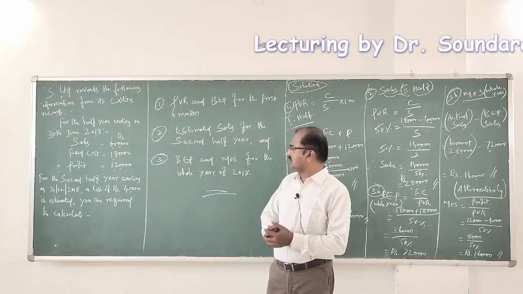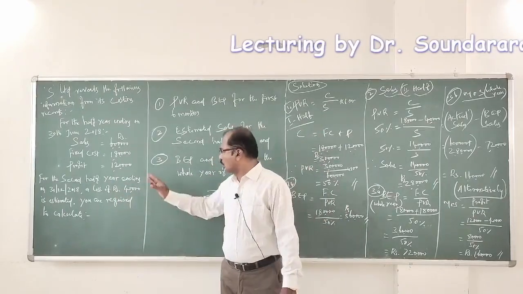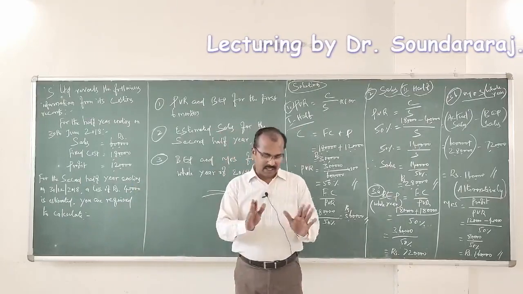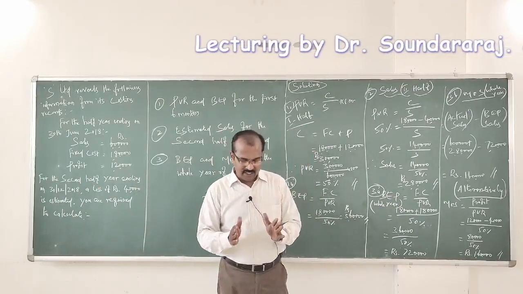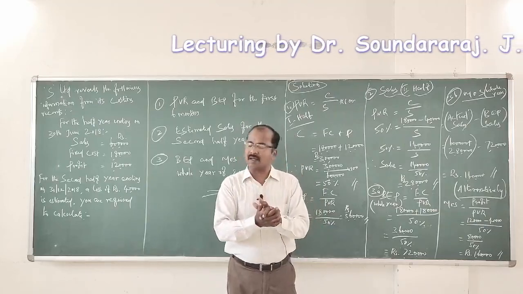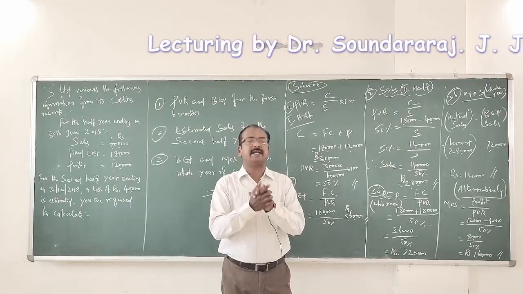For the second half of the year ending on 31/12/2018, a loss of 40,000 rupees is estimated. So for the second half of the year, they have estimated a loss of 40,000 rupees. That's the only data given in relation to the second half of the year of 2018.